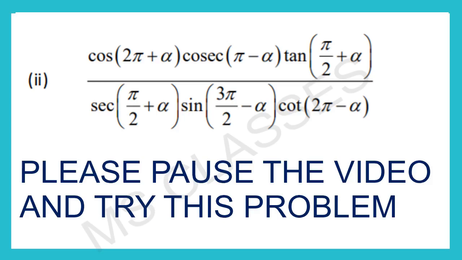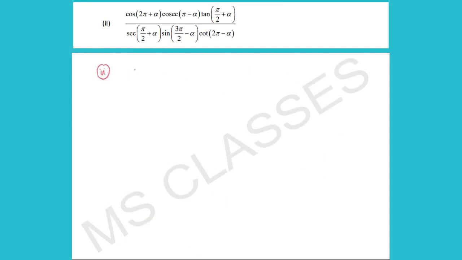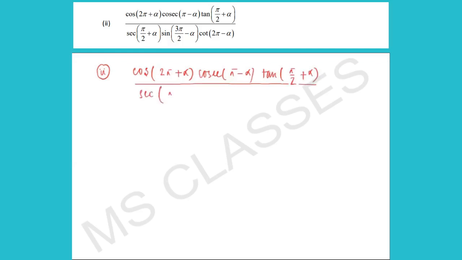Next. Cos 2 pi plus alpha, cosec pi minus alpha, tan pi by 2 plus alpha, divided by sec pi by 2 plus alpha, sin 3 pi by 2 minus alpha, cot 2 pi minus alpha.